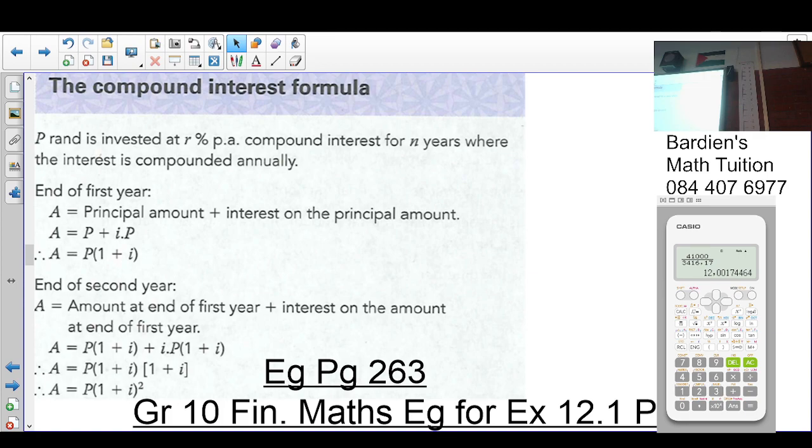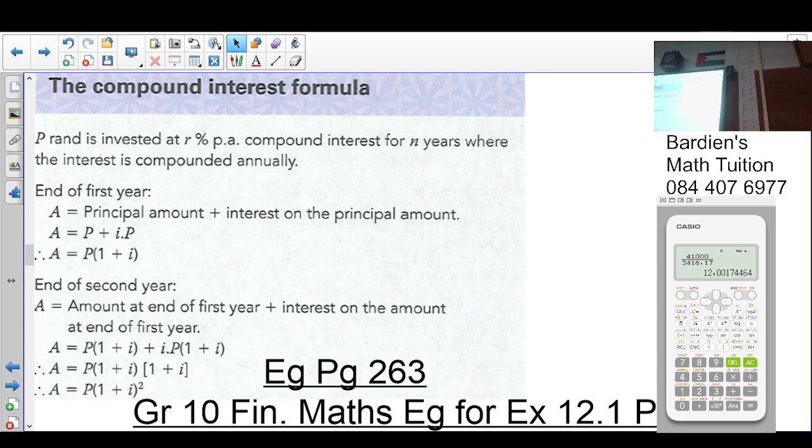Right? Compound interest, people. Compound interest formula. P Rand is invested at R% per annum compounded for n years, where the interest is compounded annually. Annually means what? Yearly basis. At the end of the first year, A is equal to your principal amount plus the interest on the principal amount. So A is equal to P plus I times P. Okay, so if you take out P as a common factor, we are left with P into 1 plus I.